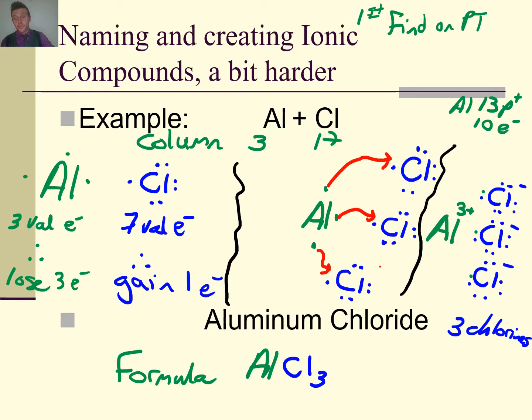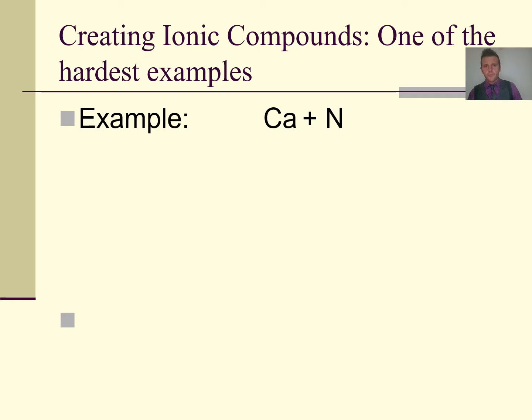This is about the hardest it'll be on the next one. All right, so this is going to be one of the hardest examples. The steps still remain the same. It just takes a little bit more work. So first, find them on the periodic table. Figure out what column they're in, what group.